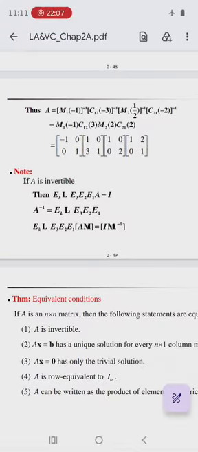Note: if A is invertible, then the condition Ek ... E3 E2 E1 A equals I holds. Then we can write the A inverse value as Ek ... E3 E2 E1, and Ek ... E3 E2 E1 A times M equals the identity matrix times M inverse.